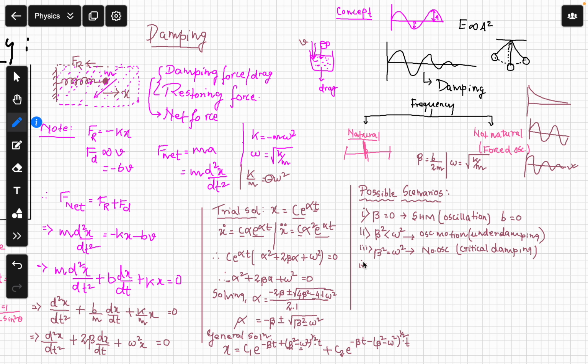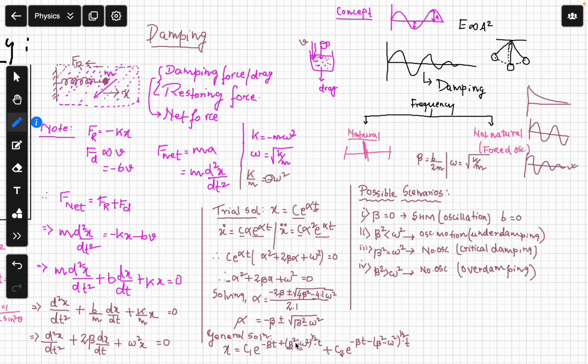And finally, the fourth possible scenario is beta square is greater than omega square. So beta square greater than omega square means damping force is much greater than the restoring force. That means you are not going to get any kind of oscillation again. Okay, no oscillation. But this time we don't call it critical damping or underdamping. We call it overdamping. The damping does happen here as well. So these are the four possible scenarios when we are solving this and putting the values.